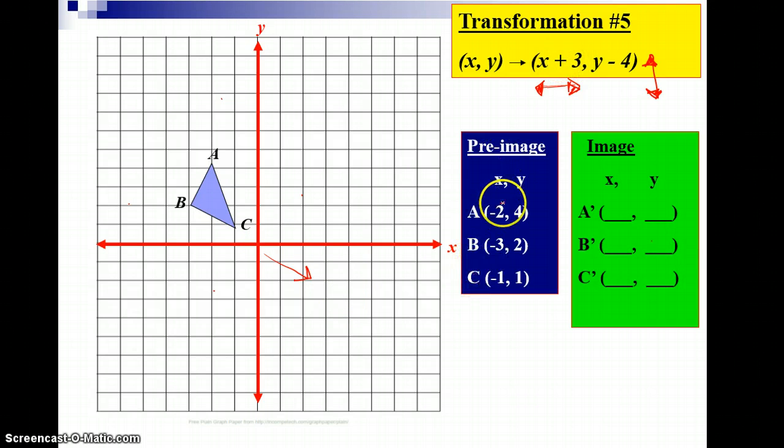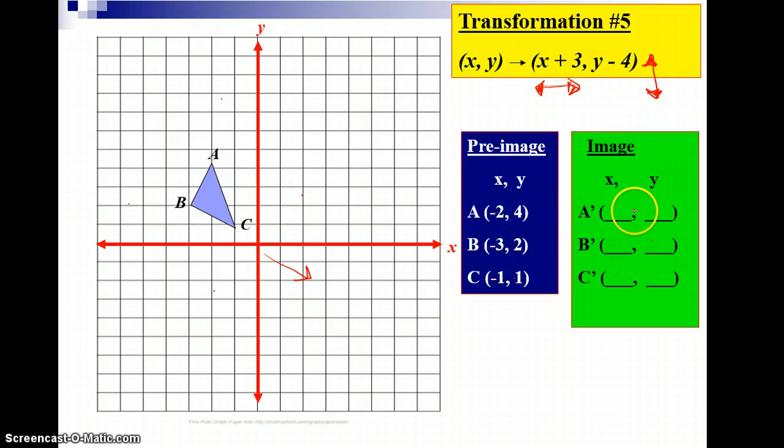So we have to change both coordinates now. X's will add 3. Use that calculator. -2 plus 3, then 4 minus 4. -3 plus 3 for your X, 2 minus 4 for your Y. -1 plus 3 for your X, 1 minus 4 for your Y. Now I hope you notice you will get negative numbers.